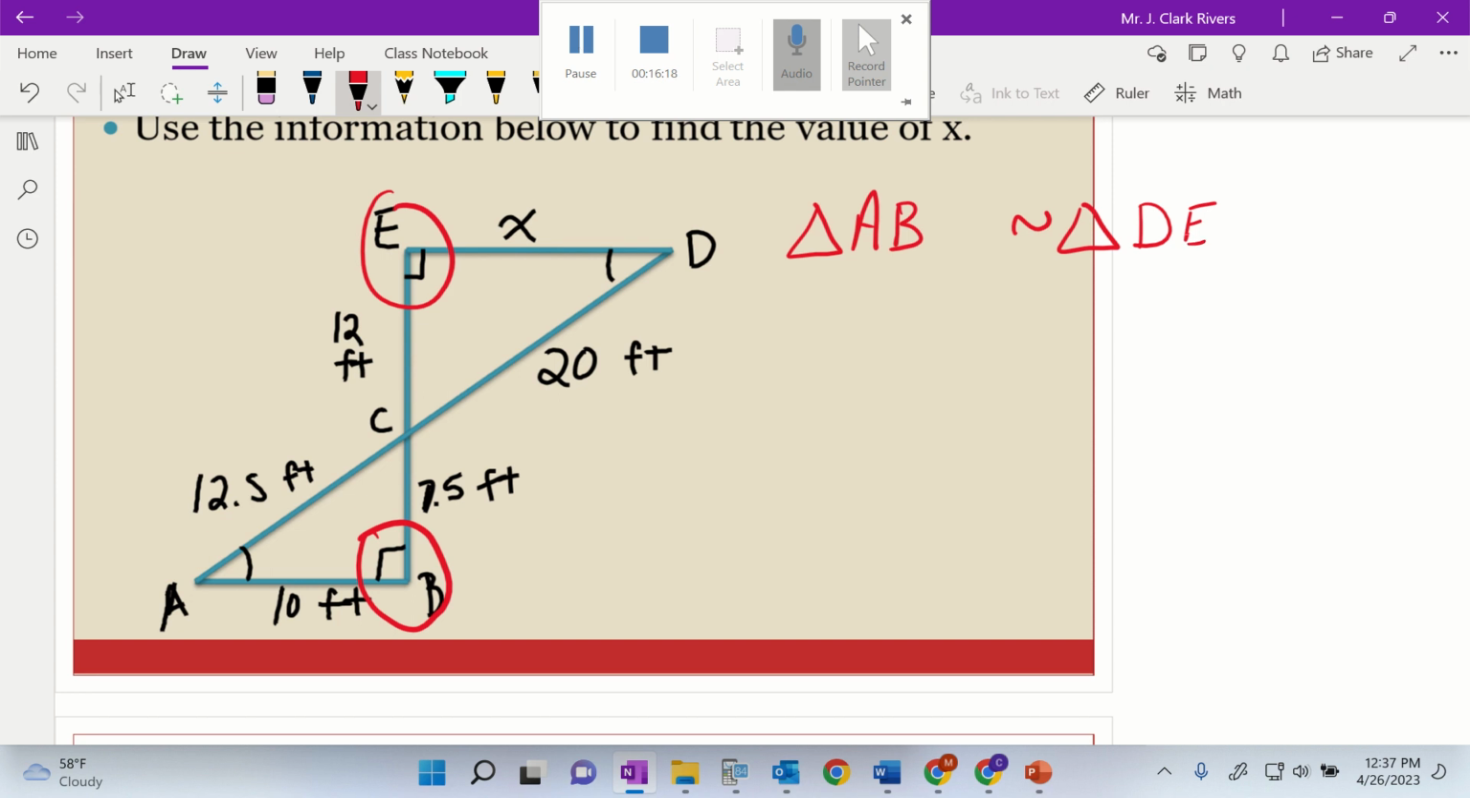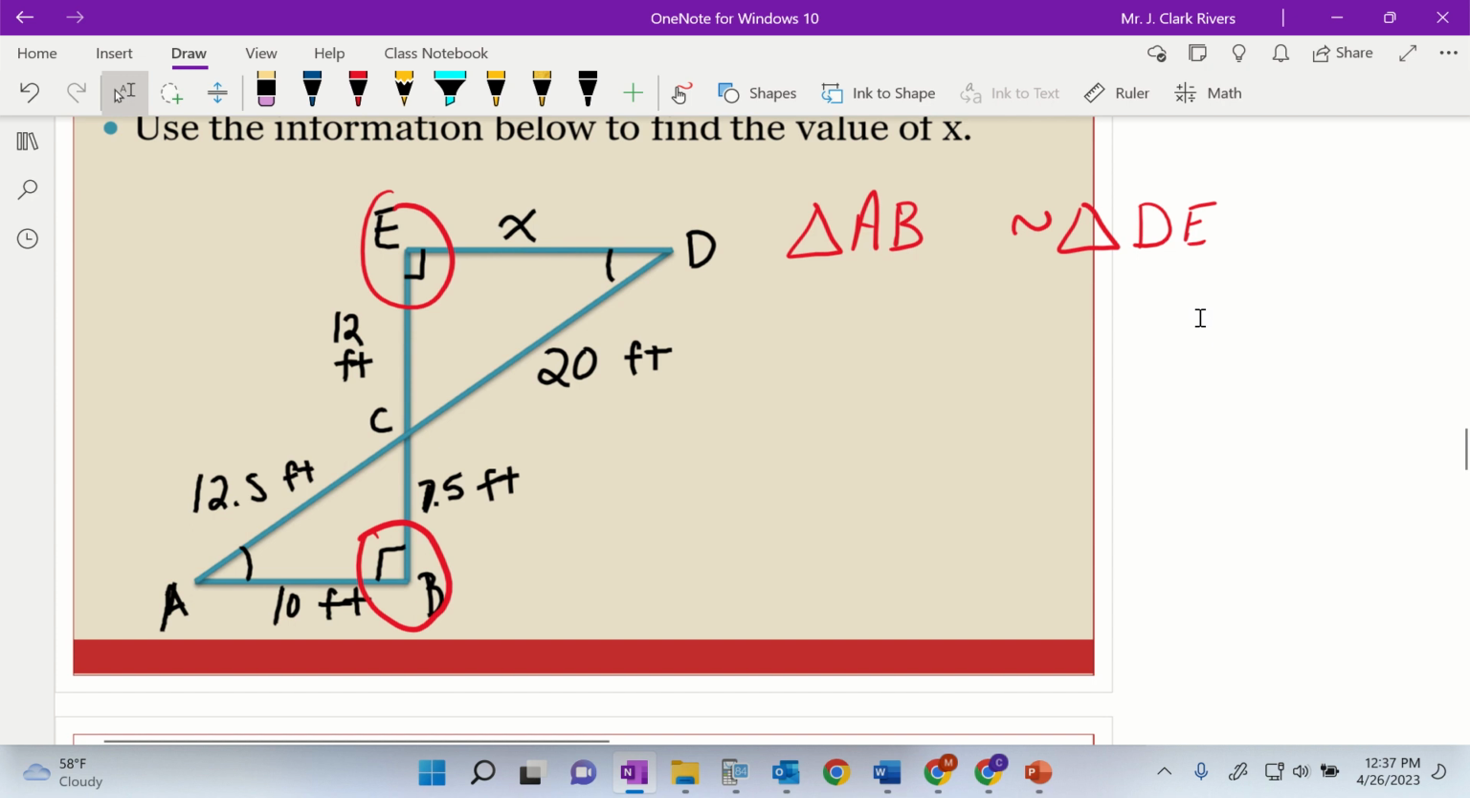This is not the only true similarity statement, but wherever you put A, I put it first. D has to be in the same spot. So if A is in the first spot, D needs to be in the same spot. If A were in the second spot, D would have to be in the second spot. Same thing with B and E. And then here at vertex C, we've got a vertical angle there, and we have a vertical angle there. So C corresponds to C. So triangle ABC is similar to triangle DEC.